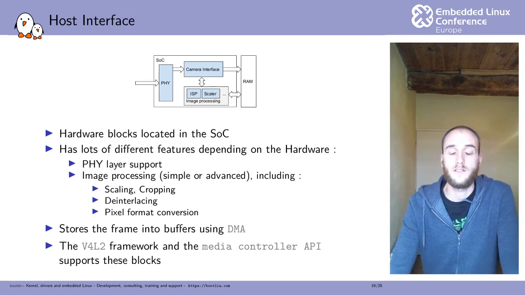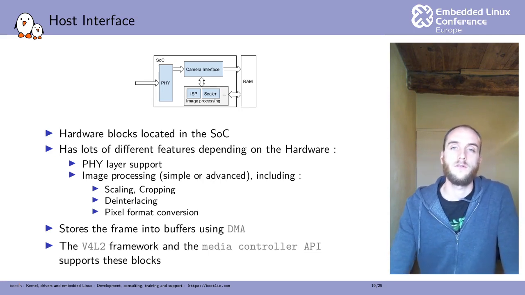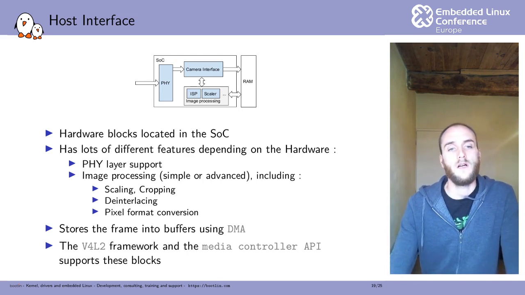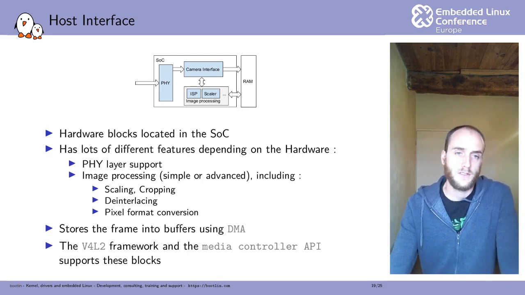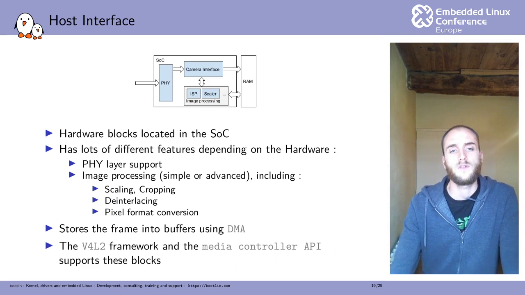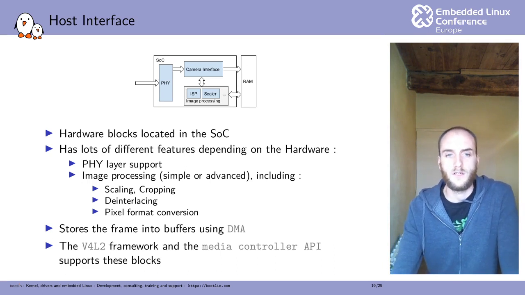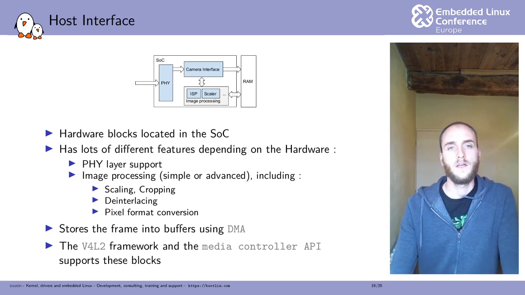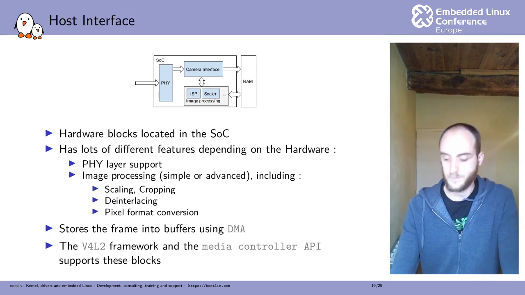You have a block that is dealing with the physical layer, so decoding the incoming signal. And then you have some image processing that is going on, so possibly scaling or cropping, deinterlacing, changing the format of the pixels and so on. And then the camera interface is going to store this into a buffer in memory using DMA. So you have full support for all of these blocks with the Video for Linux framework.